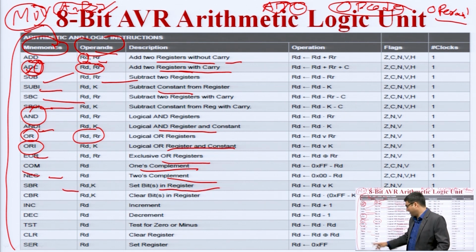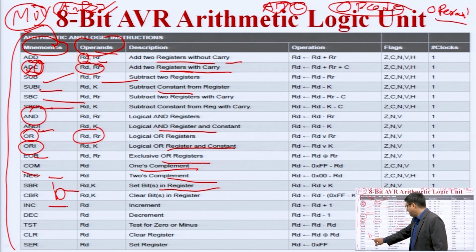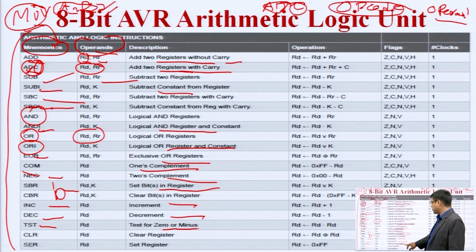Set means it has a value of 1. We are setting the things here. It should be high. CBR means clear the bits. The value of this should be 0. Clear means we are lowering the data on a particular signal. INC means incrementing the values. DEC means decrementing the values. TST means testing for zero or minus.